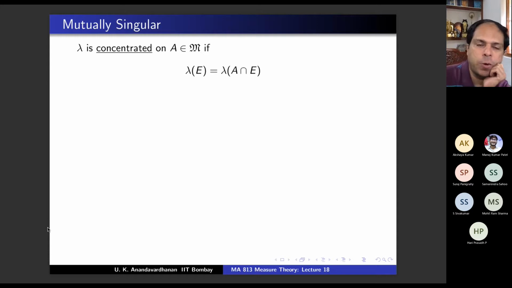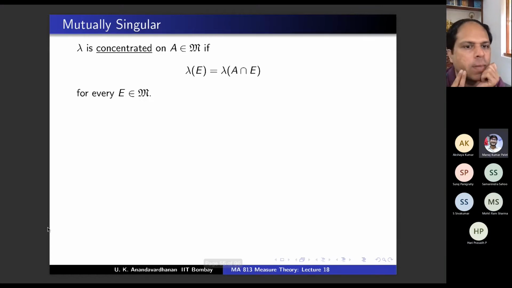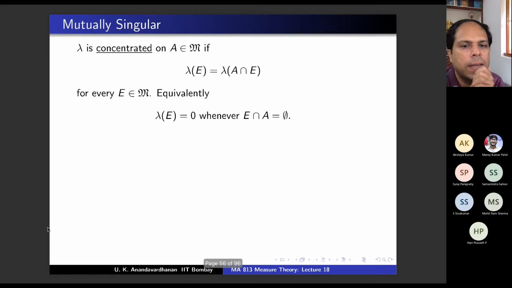So this should happen for each, all measurable E. And this is equivalent to saying that whenever E intersects A in the empty set, whenever E is outside A, in A complement, the measure of E is zero. Do you see that these are equivalent? One way is very obvious. If the second condition is given, then the first condition is automatically true, no? Because lambda of the empty set is zero, right?